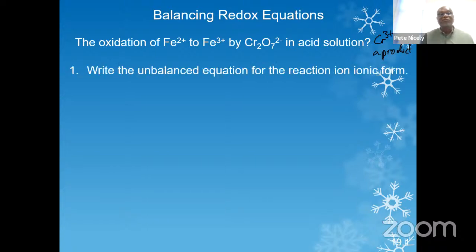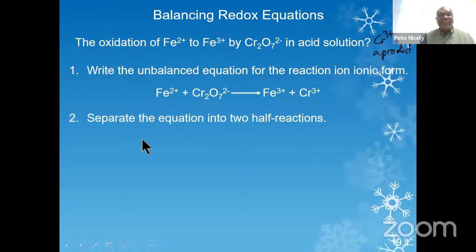first thing you need to do is write an unbalanced equation for the reaction. So basically, what you're going to do at this stage is identify the reactants and the products, and you're going to put the reactants on the left of the arrow, and the products on the right of the arrow. So this is what you're going to end up with, right? So this would be the unbalanced equation right here: Fe2+ and the dichromate ion to give you Fe3+ and the chromium 3 ion, all right?